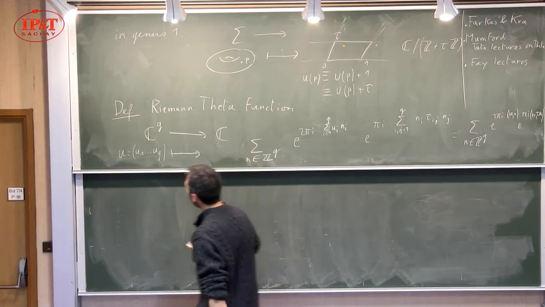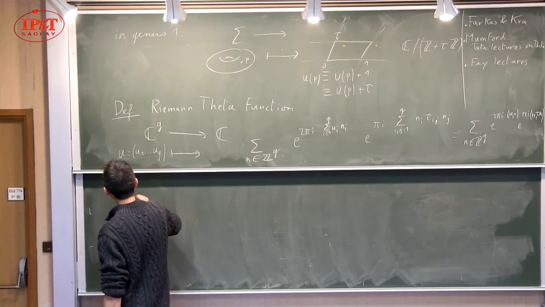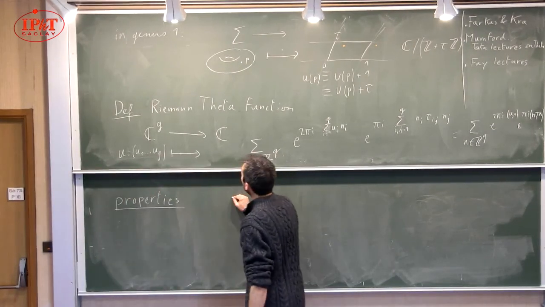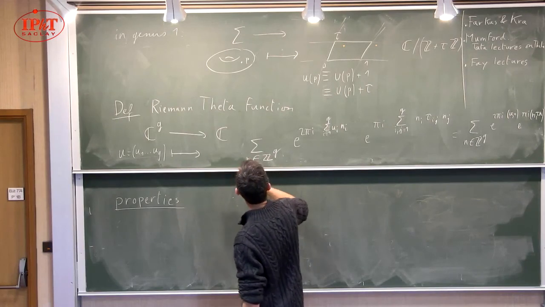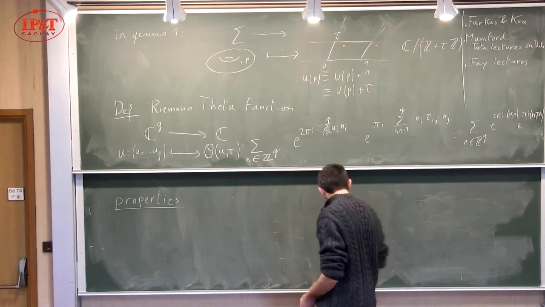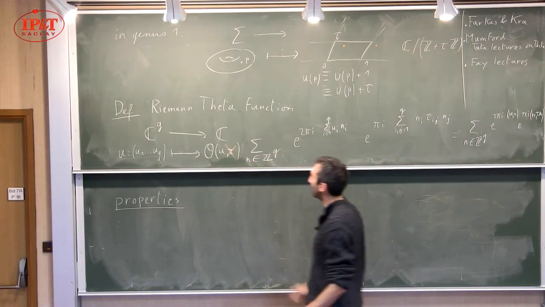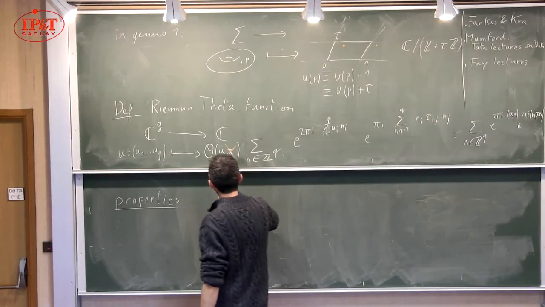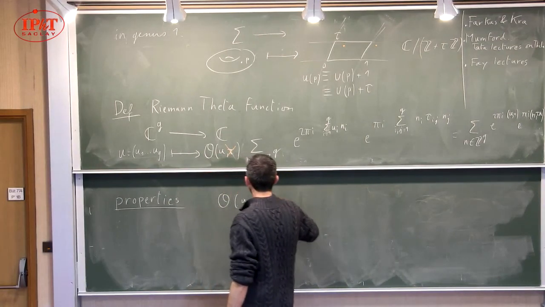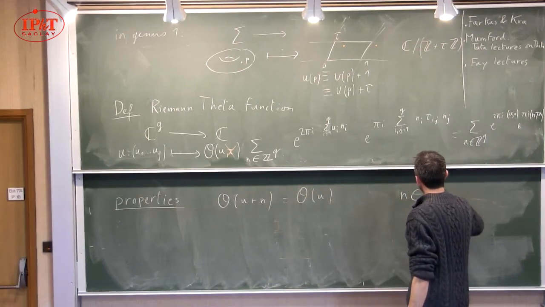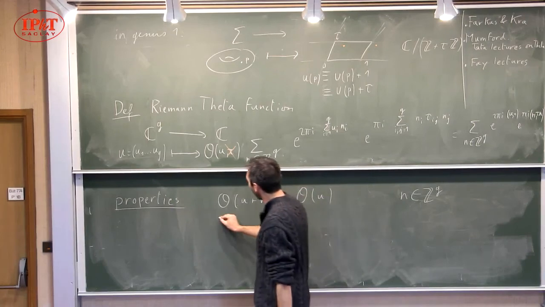It's not periodic, but it's quasi-periodic. So, properties. We shall call it theta of u on tau. Very often I will not write the tau. I will assume that tau is fixed once and for all, and I will just write theta of u. So theta of u plus n equals theta of u, if n belongs to Z^g. So it's periodic in that direction.